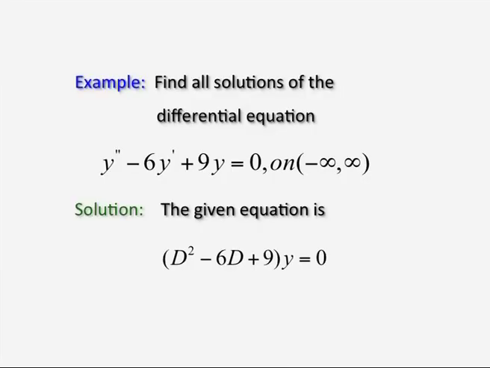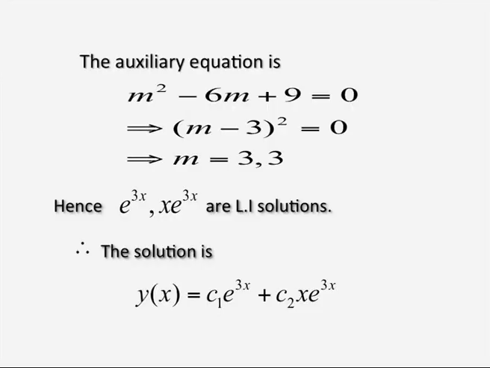You know that this result can also be extended for n functions. Now I will give an example here. Find all solutions of y double dash minus 6y dash plus 9y is equal to 0. As I explained, the given equation can be written as D square minus 6D plus 9 into y is equal to 0. What is the auxiliary equation for this differential equation? M square minus 6m plus 9 is equal to 0. The roots of this equation are 3, 3.